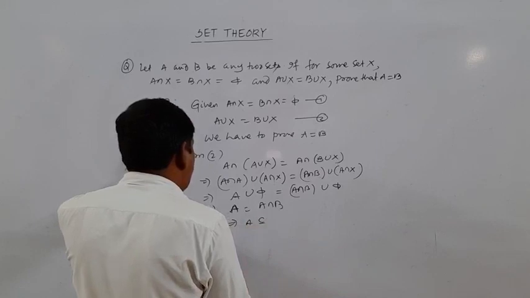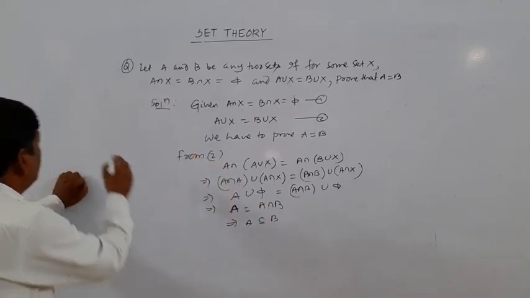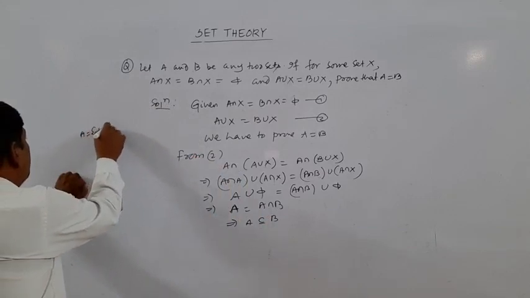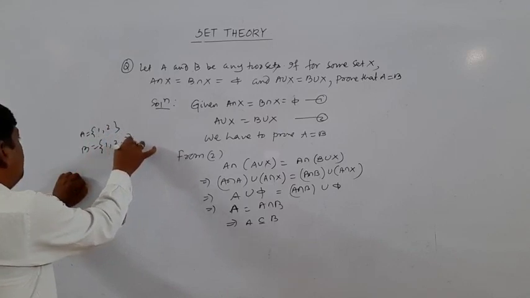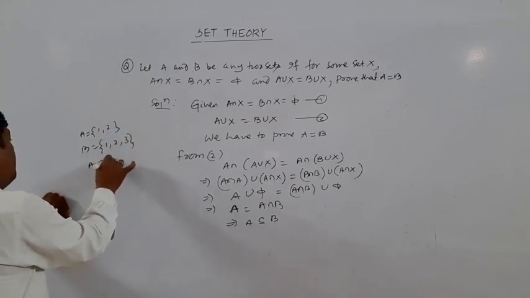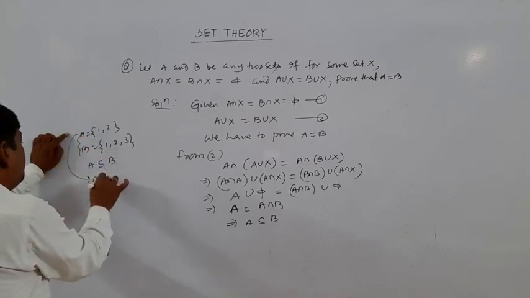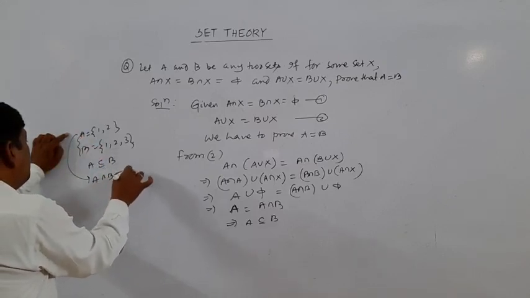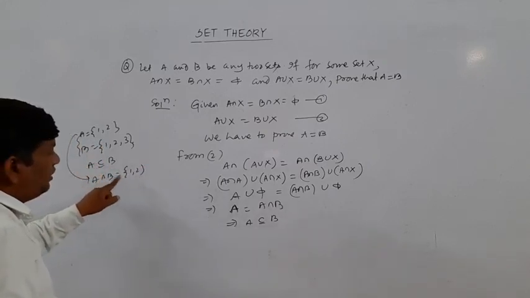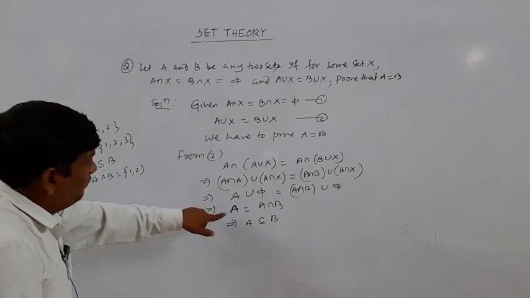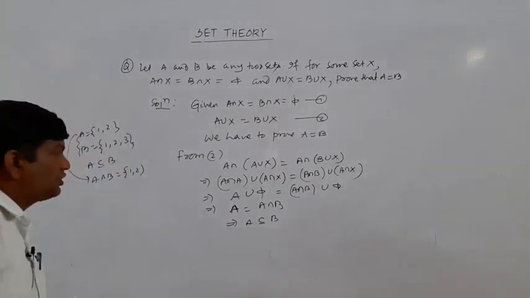Suppose, for example, A is equal to {1, 2} and B is equal to {1, 2, 3}. Here A is a subset of B, and A intersection B is {1, 2}. If A is equal to A intersection B, then A is a subset of B. This is our previous knowledge.